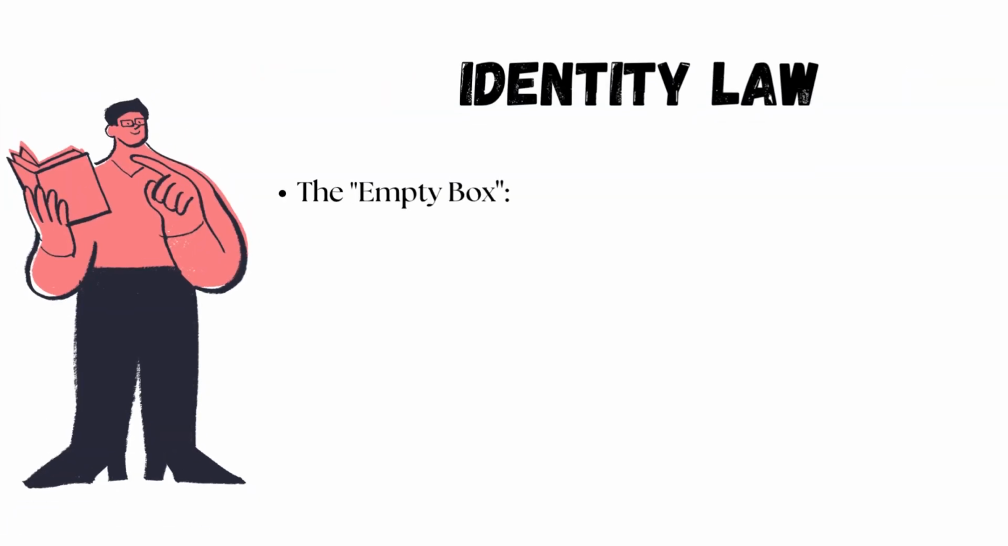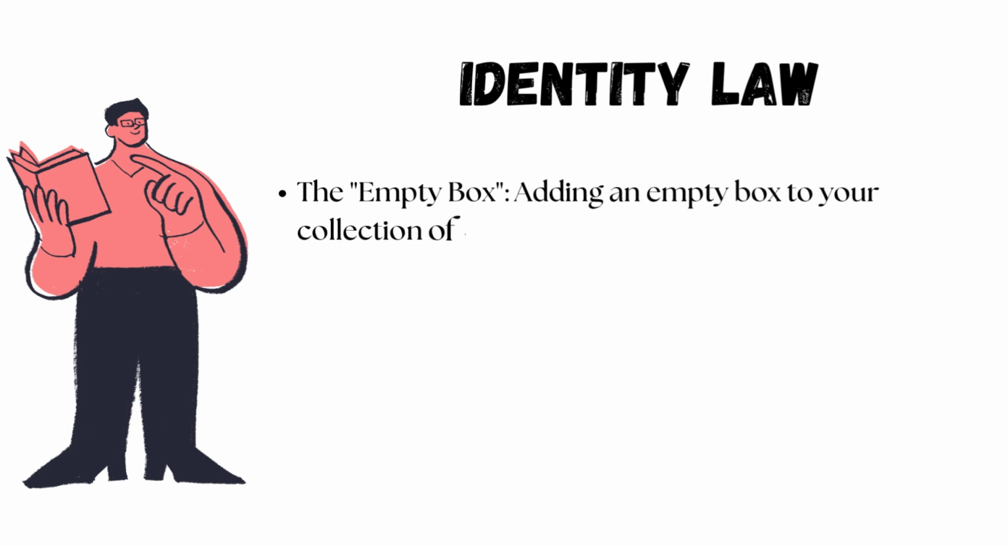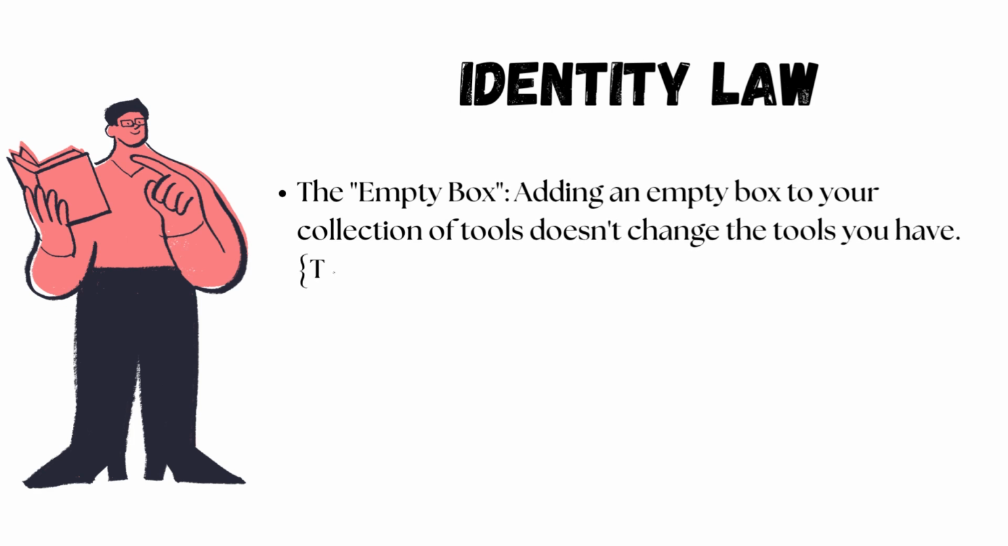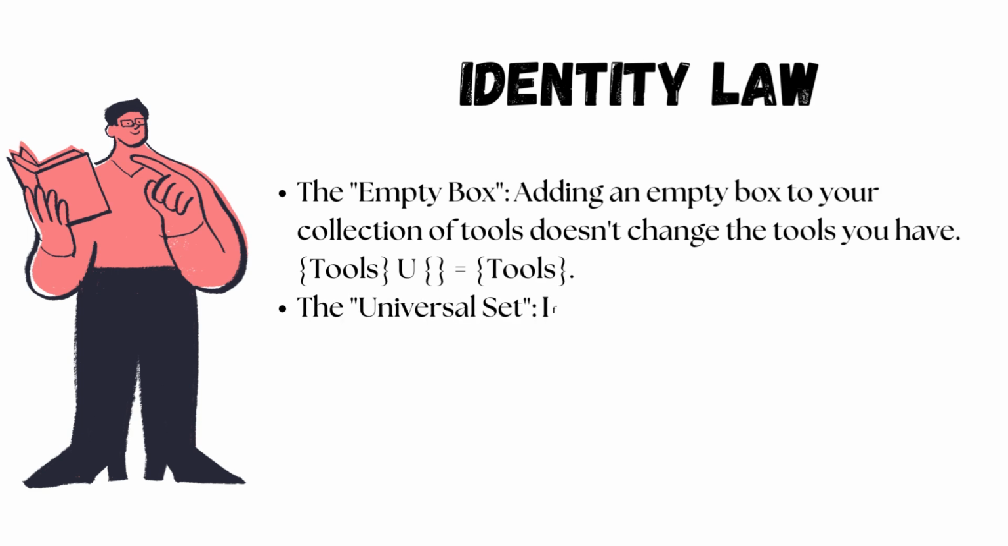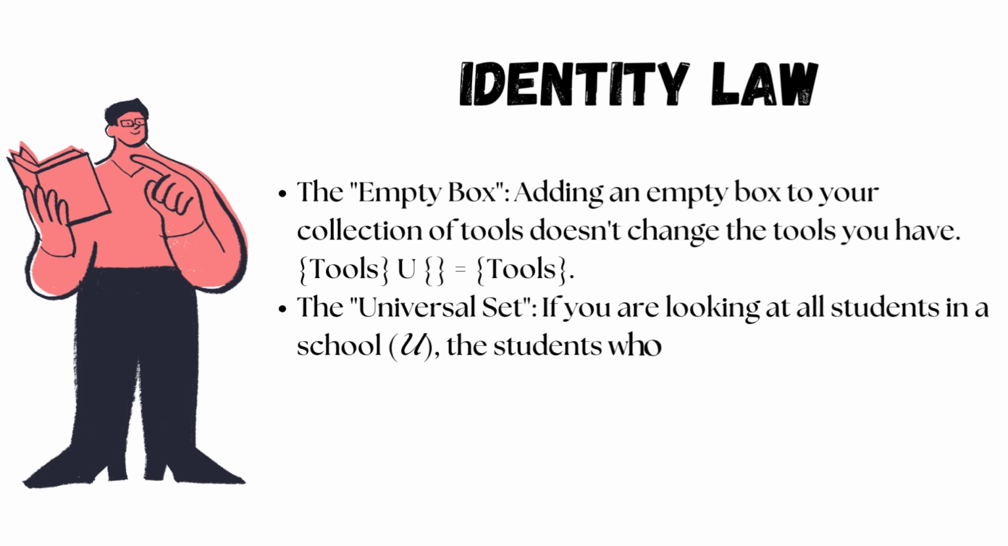Identity. Combining with nothing keeps it the same. Simple. A union empty set equals A. Adding nothing to your set doesn't change your set. Let's take some more examples. The empty box. Adding an empty box to your collection of tools doesn't change the tools you have. Tools union empty set equals tools.